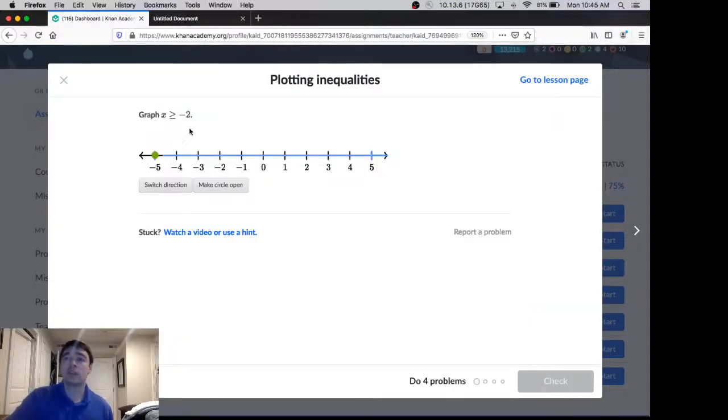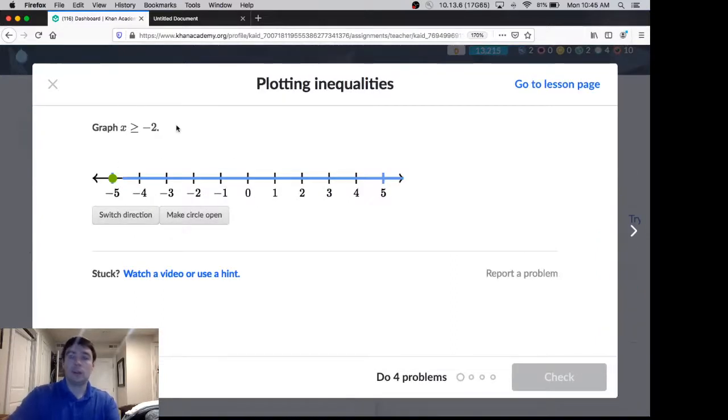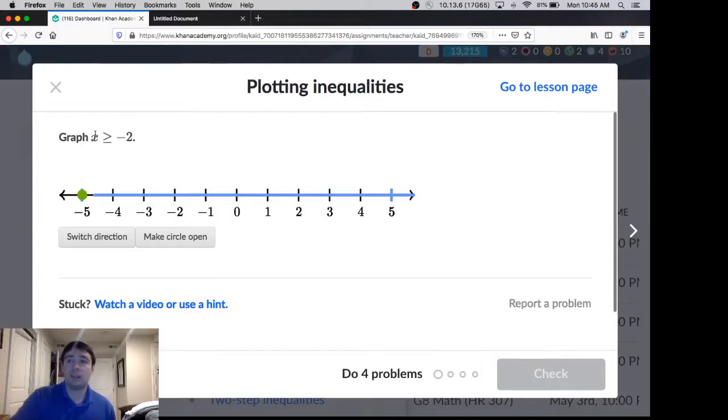Okay, for this first example, let me zoom in just a little bit. They tell us to graph x is greater than or equal to -2. So our job here is to interact with this number line digitally. I need x to be greater than or equal to -2. So here I'm going to find -2 on the number line. It's right there. I'm going to click there and it moves the green dot to that -2.